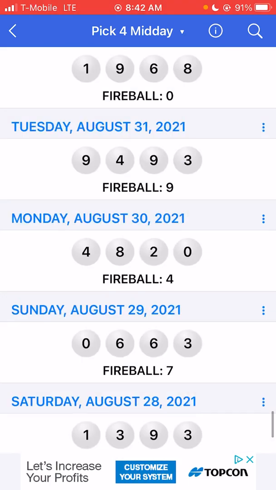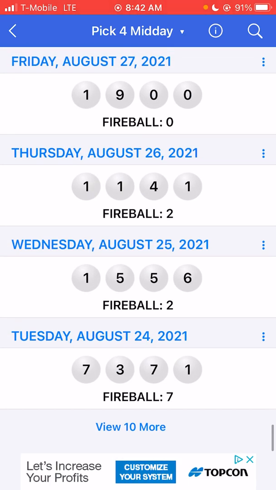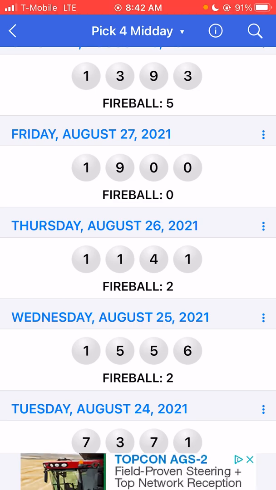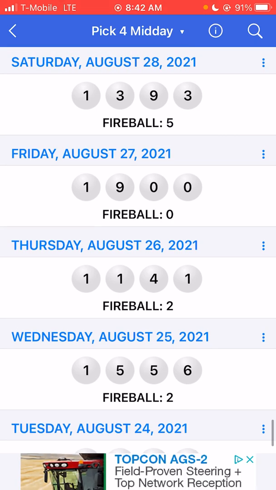I'm looking for a double, like this one right here. Got the 1, 9, 0, 0. So I would play the 1 as a box, the 9 as a box, and the 0 as a box. So let's see what comes out the next day. Oh, that would hit, weird as that would have hit a double, so that one would have won.